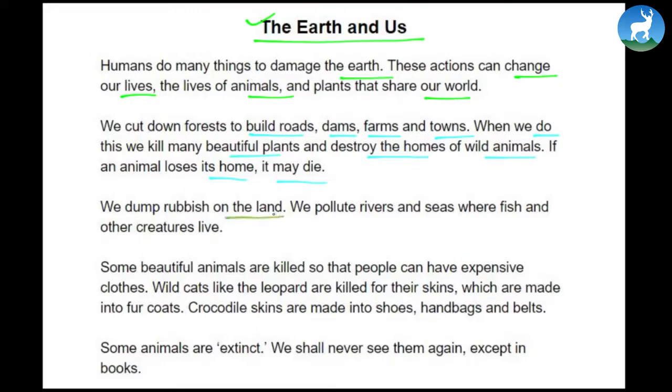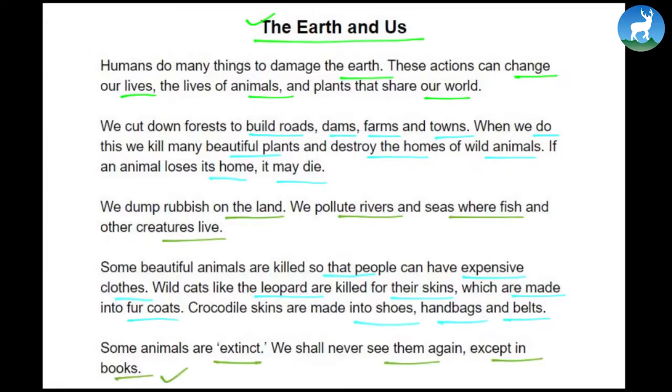We dump rubbish on the land. We pollute rivers and seas where fish and other creatures live. Some beautiful animals are killed so that people can have expensive clothes. Wild cats, like the leopard, are killed for their skins, which are made into fur coats. Crocodile skins are made into shoes, handbags, and belts. Some animals are extinct. We shall never see them again except in books.